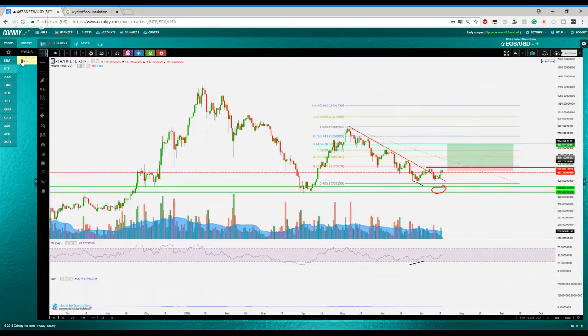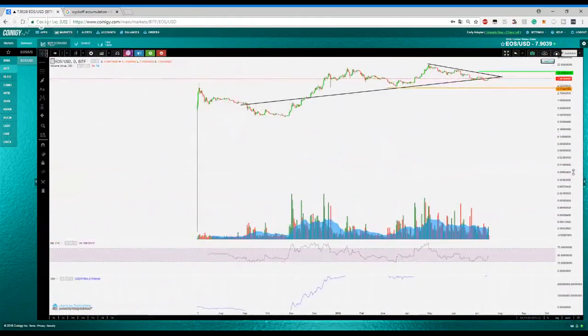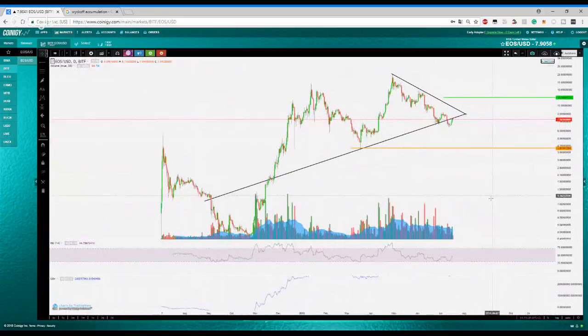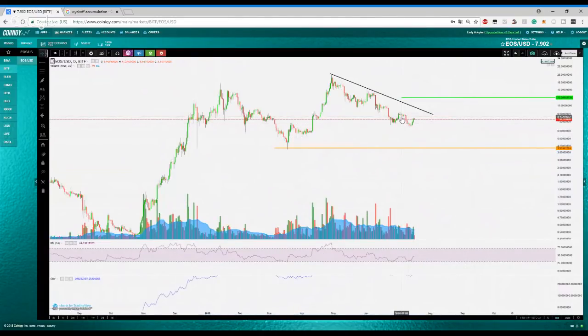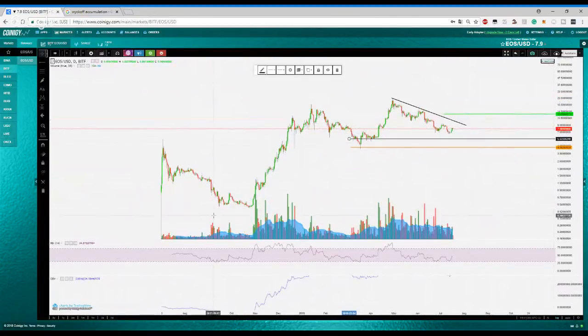Now there's something I'm super excited about, EOS. As you can see, let me just fix this real quick. EOS actually broke through the support that I drew last time, so I'm just going to remove it. My personal buying range is sitting between $4 and let's say 5.5. Reason being, this was sitting at $0.50 at the end of last year.